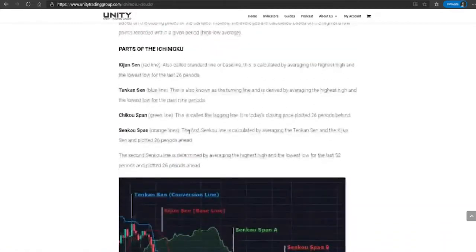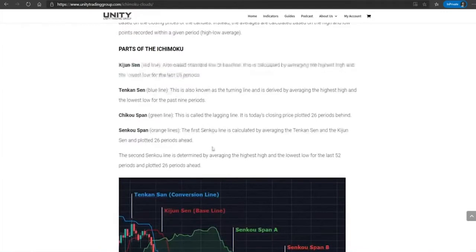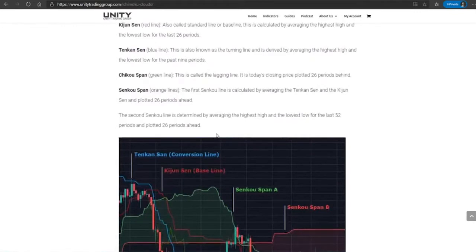So let's have a look at the parts of the Ichimoku. Now, you can go ahead and learn the Japanese words if you would like to, but I've helped break them down a little bit further here by calling them by their English names. So the Kijun, the Tenkan, the Chikou, and the Senkou span A and B. Let's break it down here.